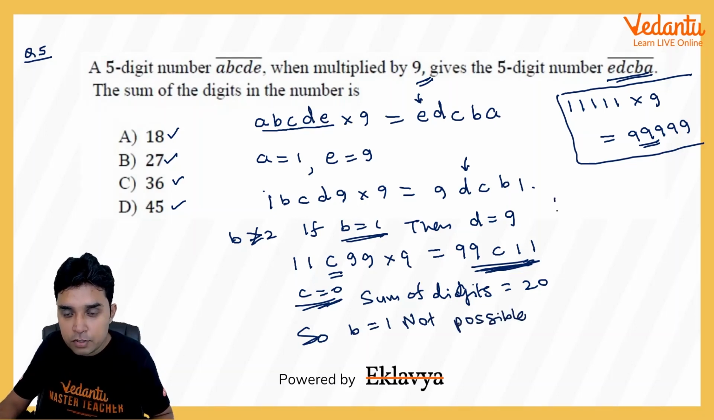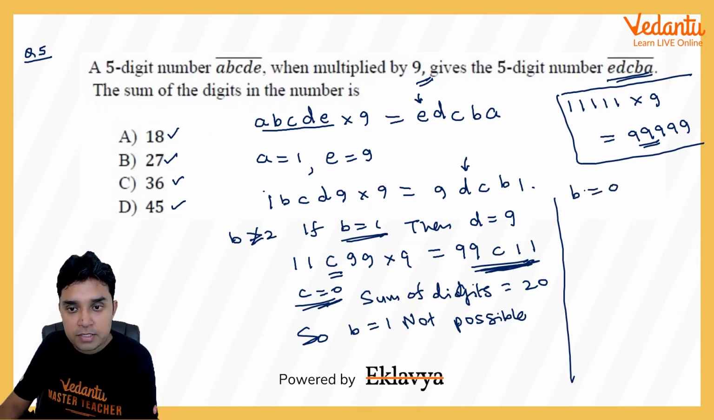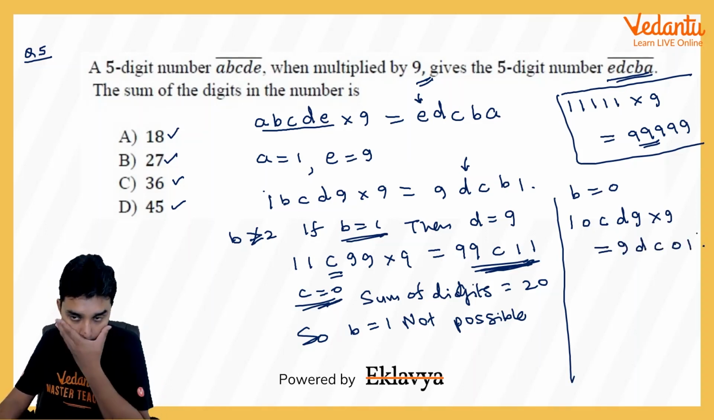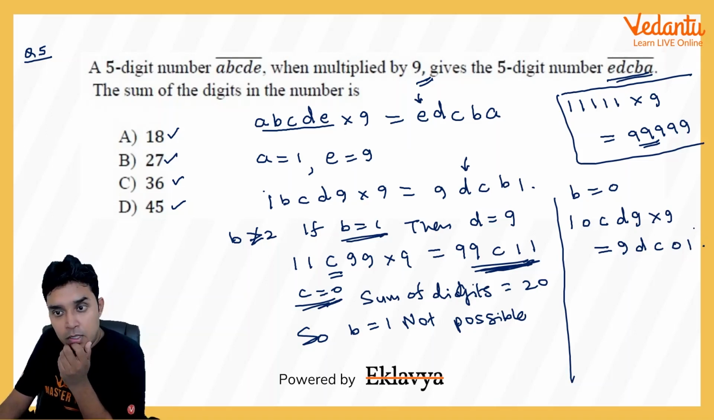So what is the possibility that remains? I think B is equal to 0. And if B is equal to 0, our number will be 1, 0, C, and then I think D I can write here, and then 9, into 9, will be equal to, on the right hand side, 9 D C 0 1. Okay, let me check if we can conclude it directly.